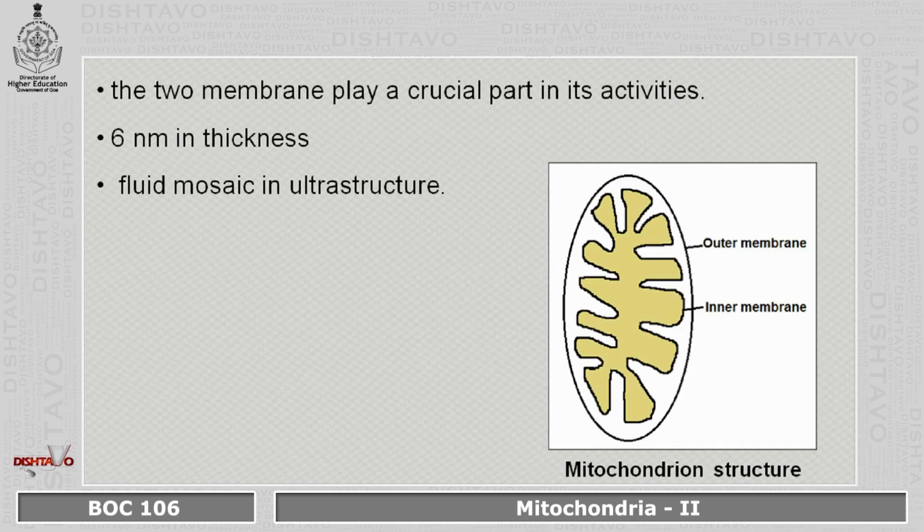The two membranes, that is the outer membrane and the inner membrane, play a crucial part in its activities. The thickness of these two membranes is around 6 nanometers and they show a fluid mosaic ultrastructure. That is, they have a lipid bilayer, and integrated proteins are found in it.